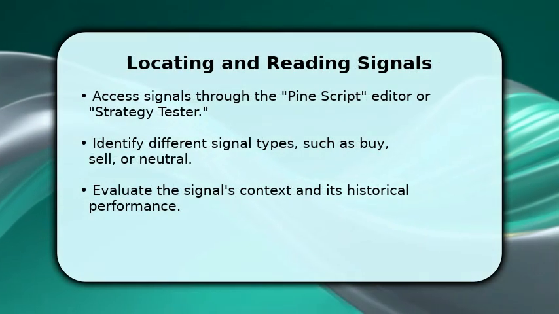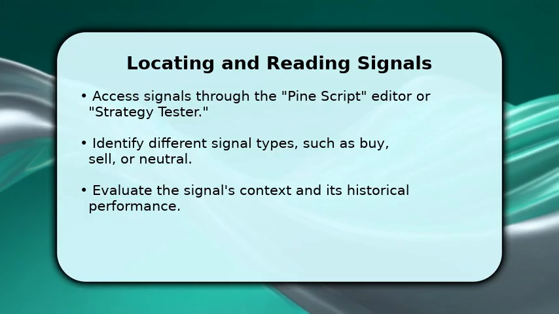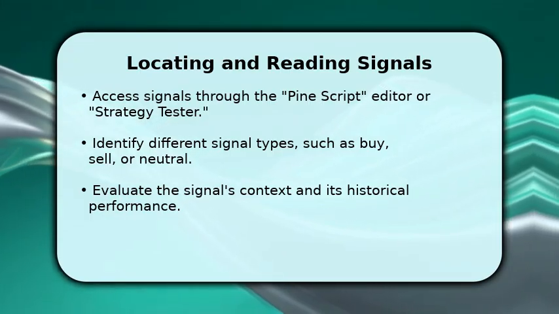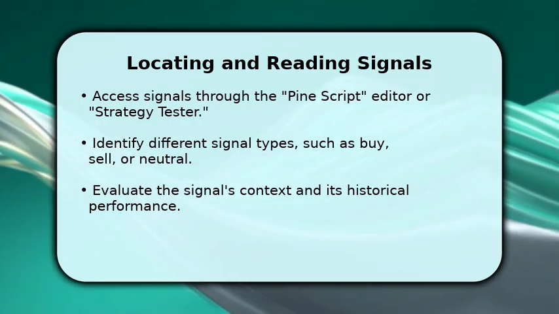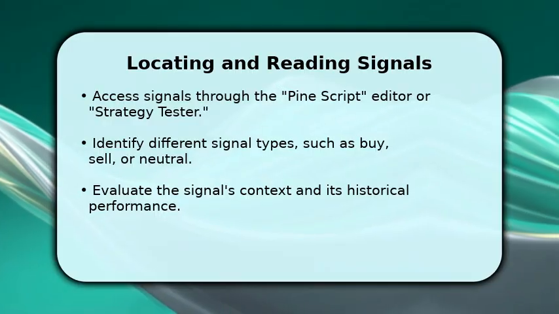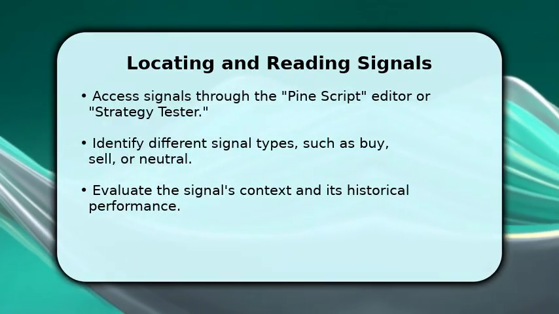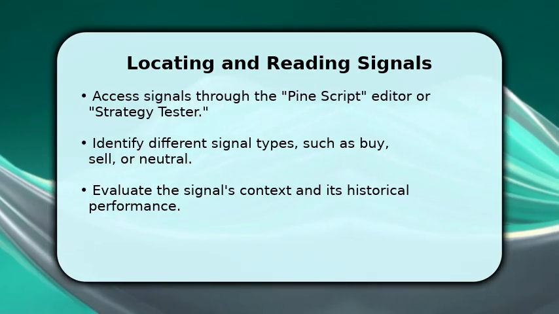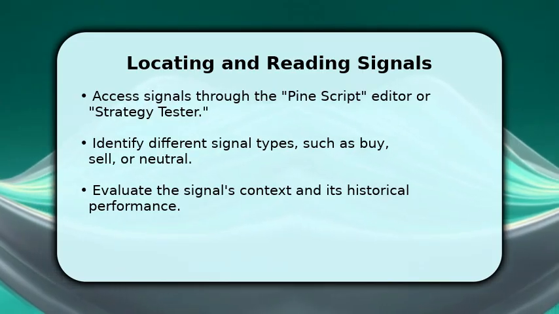To locate signals, navigate to the Pine script editor or the strategy tester on TradingView. Here, you can identify various signal types, including clear buy, sell, or neutral indicators. It's crucial to evaluate each signal's context, considering the asset and time frame. Also, review its historical performance to gauge its potential reliability before making any decisions.